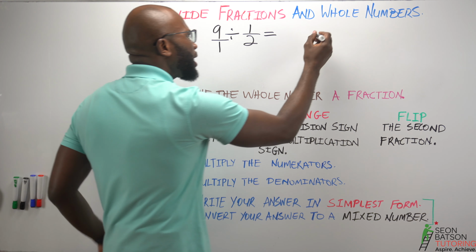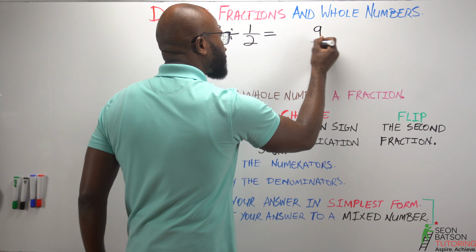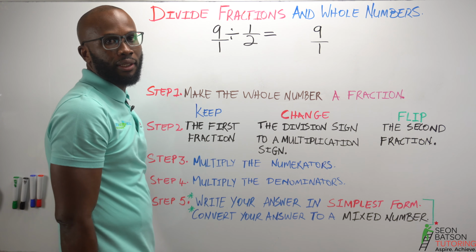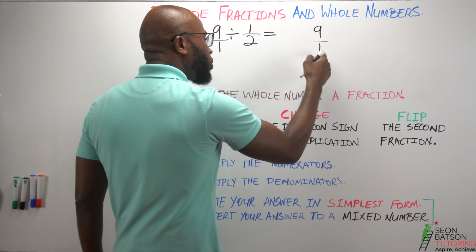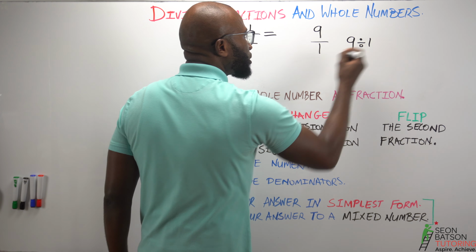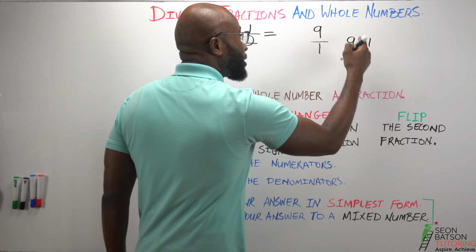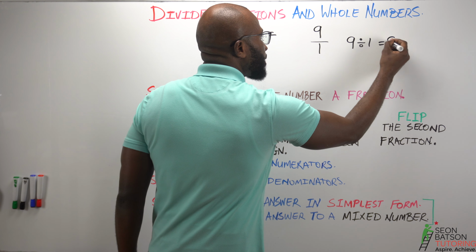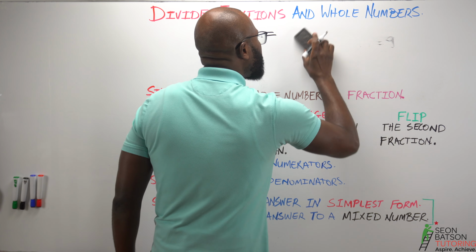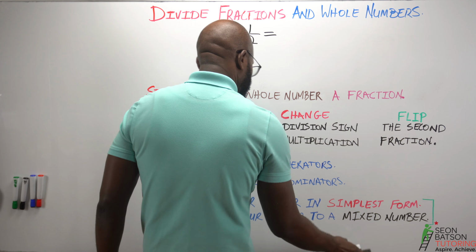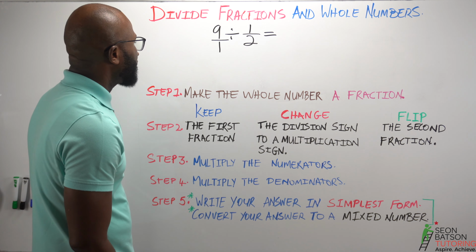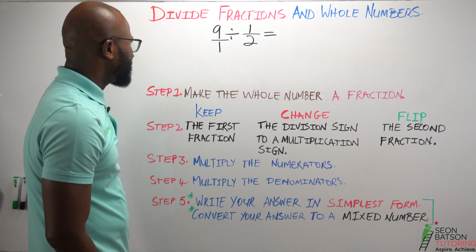Also, putting a 1 under the 9 does not change the value of that 9, because 9/1 is the same as 9 divided by 1. And 9 divided by 1 is 9. So putting a 1 under the whole number does not change the value of the whole number. All right, we're done with step 1.